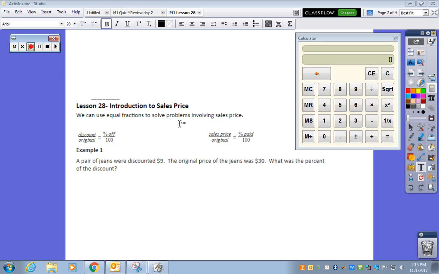Okay, so today we are going to move on in our percent part of the unit, but this time we're going to be looking at sales price. We can use equal fractions to solve problems involving sales price in a very similar way to the percent problems we've already seen. It's just the wording is going to be a little bit different.